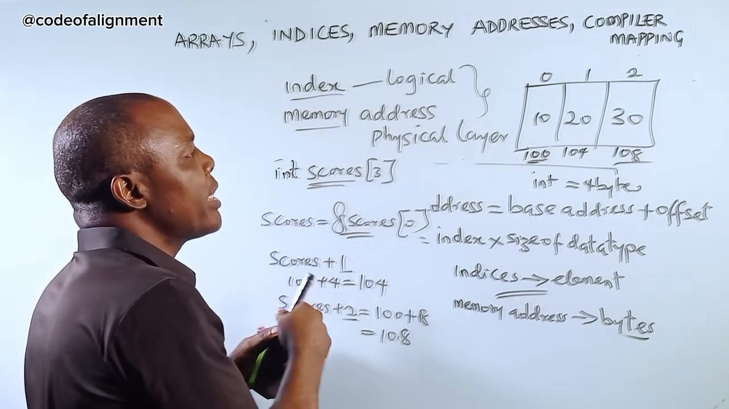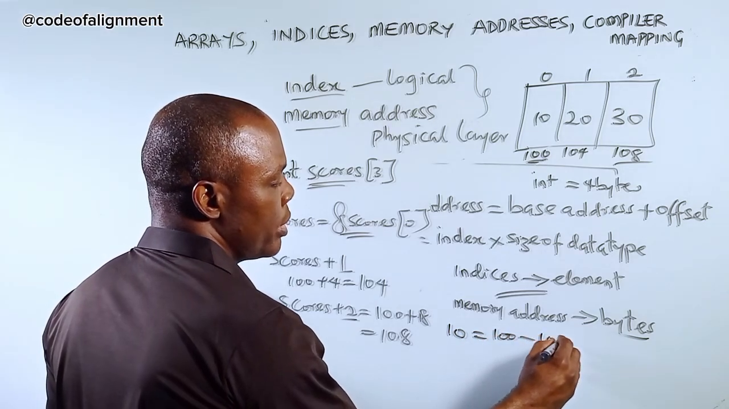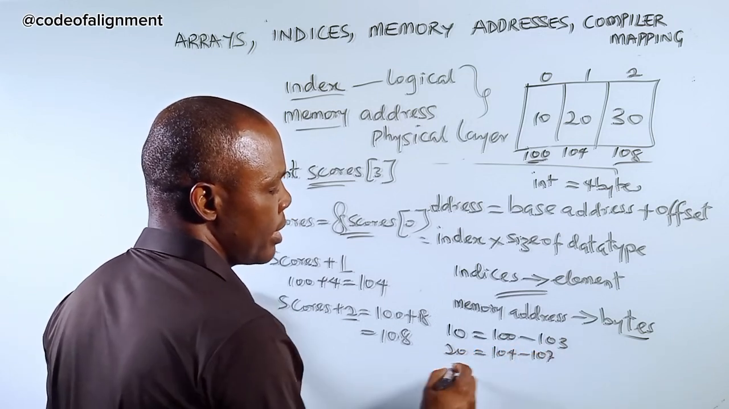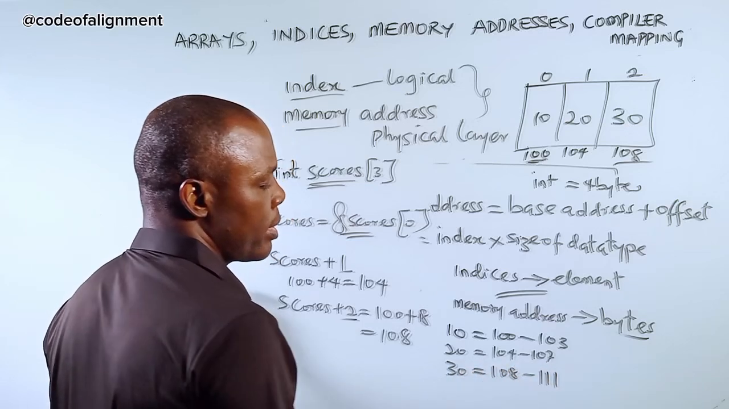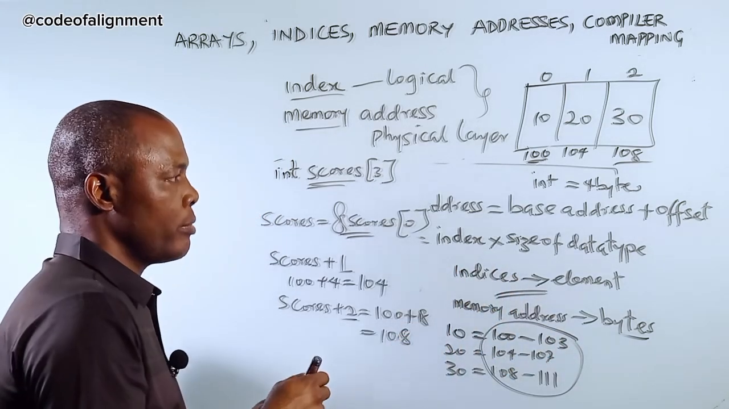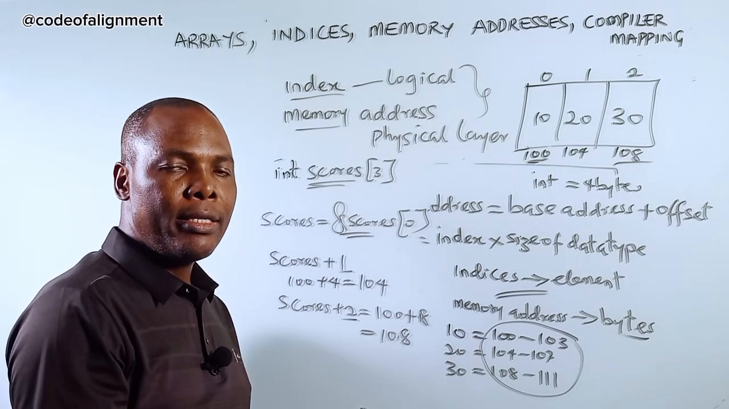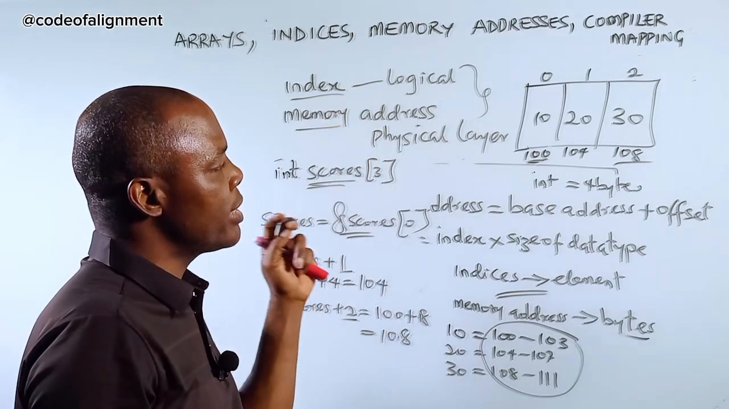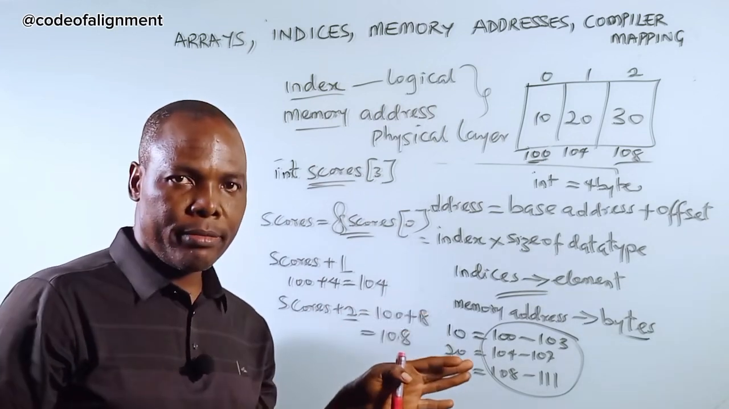So I told you 10 will now carry from 100 to what? 103. 20 will carry from 104 to 107. And 30 will carry from 108 to 111. Right? Which is the actual memory address in the memory. But both the logical and the physical take place inside the RAM. So you need to understand that and differentiate both the index and the memory address. So this is what I want to show you in this class of array, right?